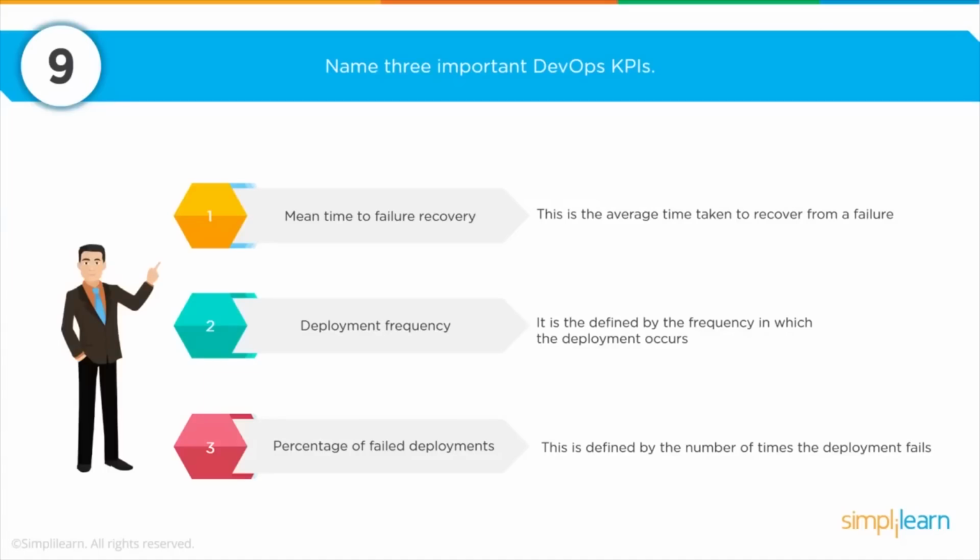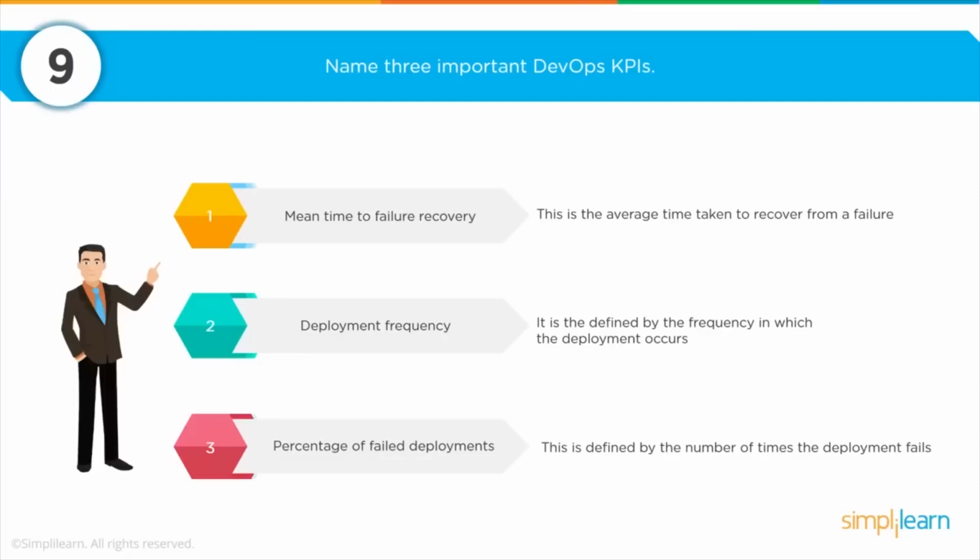The first one is mean time to failure recovery. And what this talks about is what is the average time it takes to recover from a failure? And if you have experience doing this, then look at the experience you have and use a specific example where you are able to demonstrate that mean time to failure recovery.